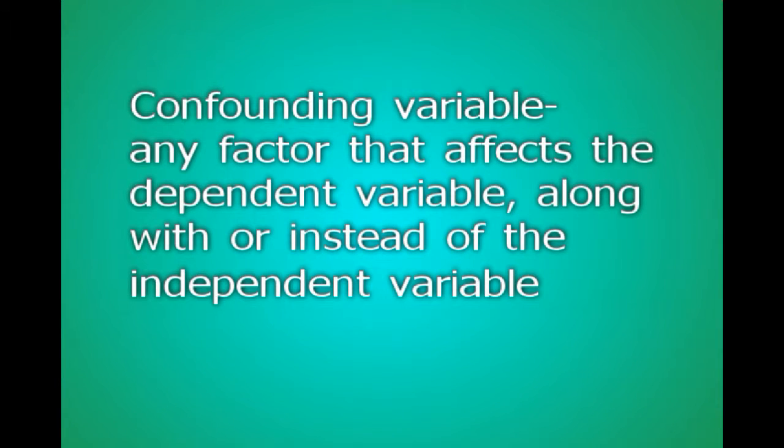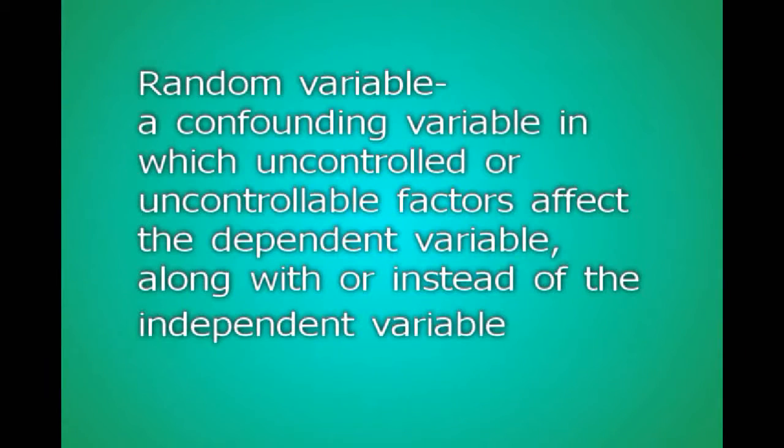In an experiment, any factor that affects the dependent variable along with or instead of the independent variable is a confounding variable. A random variable is a confounding variable in which uncontrolled or uncontrollable factors affect the dependent variable along with or instead of the independent variable.